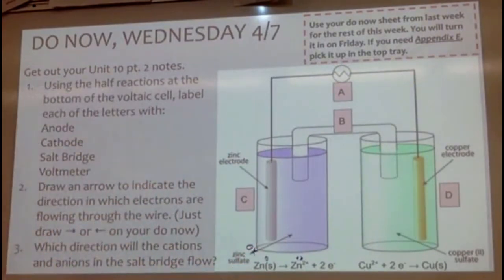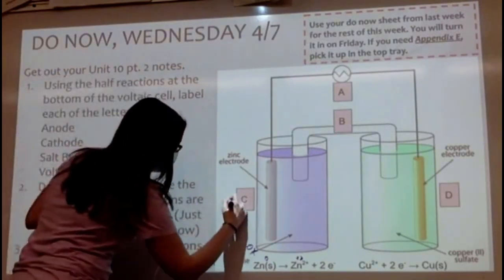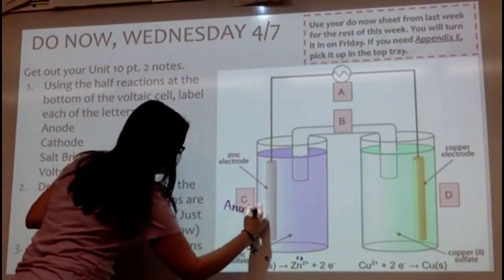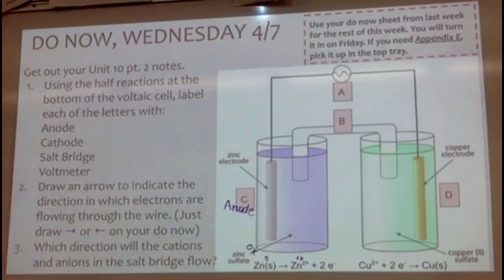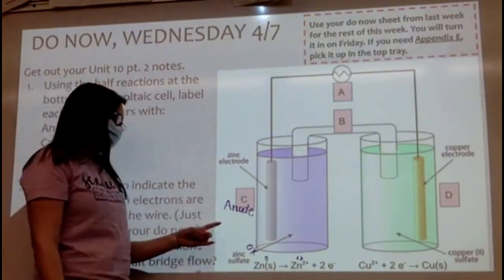Well, remember that the oxidation half reaction occurs at the anode. So C of number one is anode. Oxidation occurs at the anode. They both start with vowels.